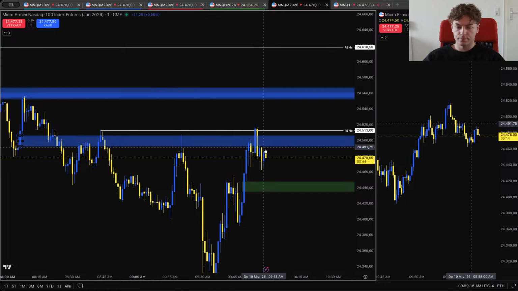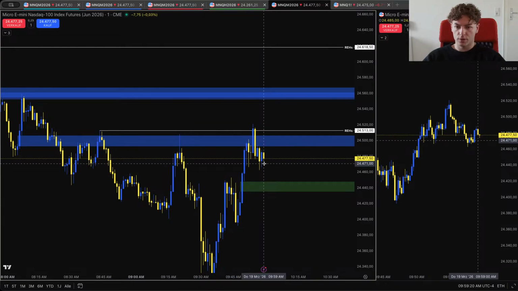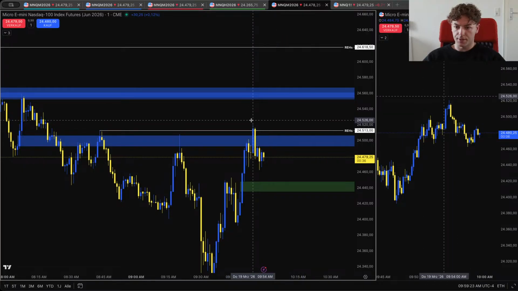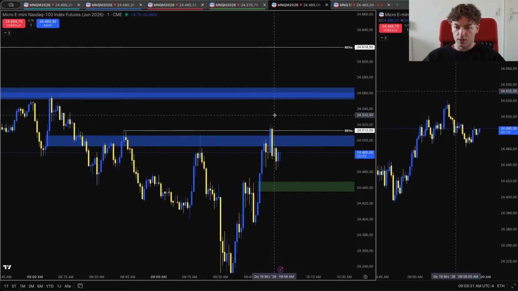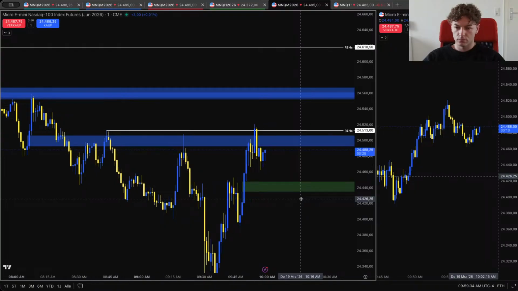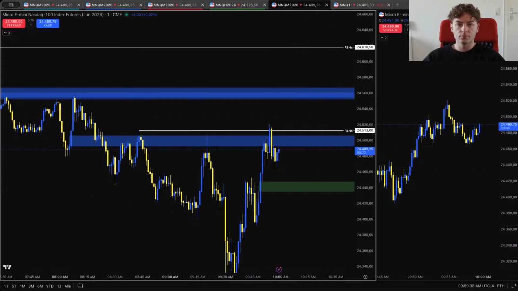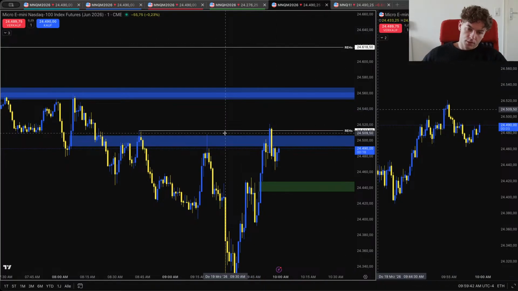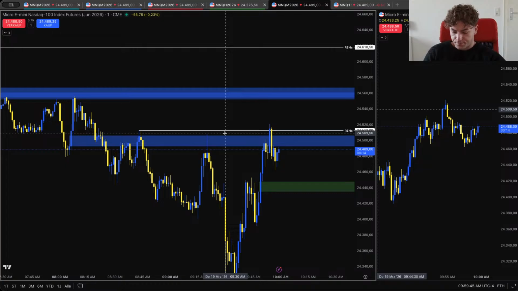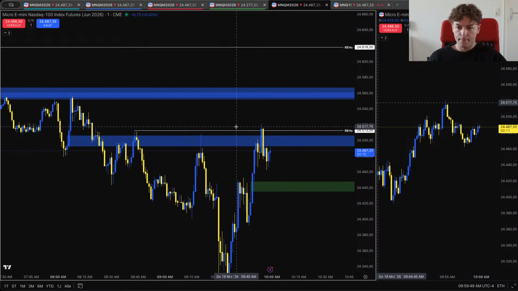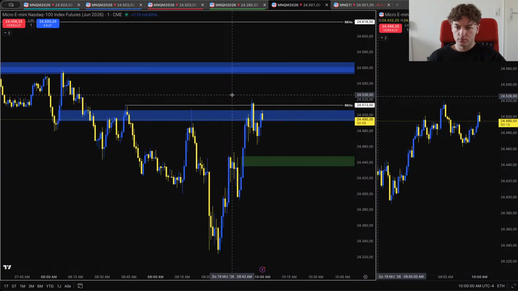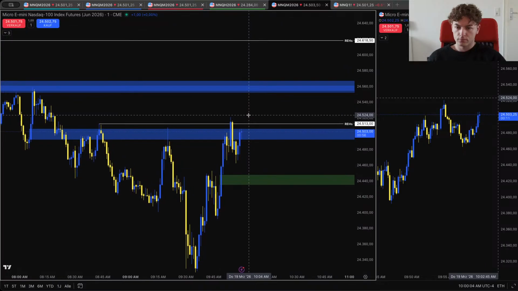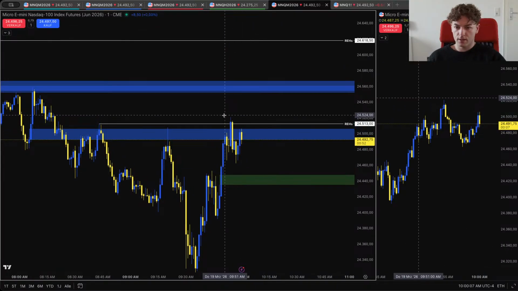But yeah, we could see another run higher, take out this high again, trade up into the opening range gap midpoint and then reverse. If we can see a real displacement above this high, that would be even better.